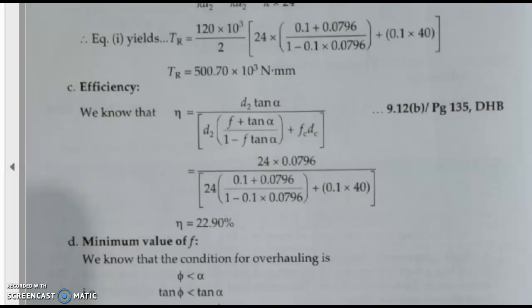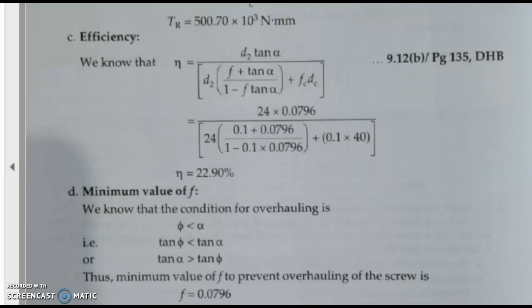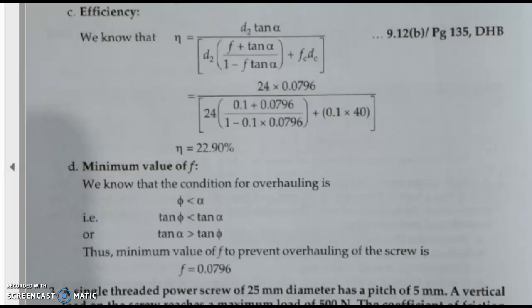Then last question, minimum value of coefficient of friction. We know the condition for overhauling. What is that condition? Phi should be less than alpha. Here tan phi should be less than tan alpha, or tan alpha should be greater than tan phi. The minimum value to prevent overhauling of the screw is F is equal to 0.0796, the coefficient of friction. So that is the condition we have to state.